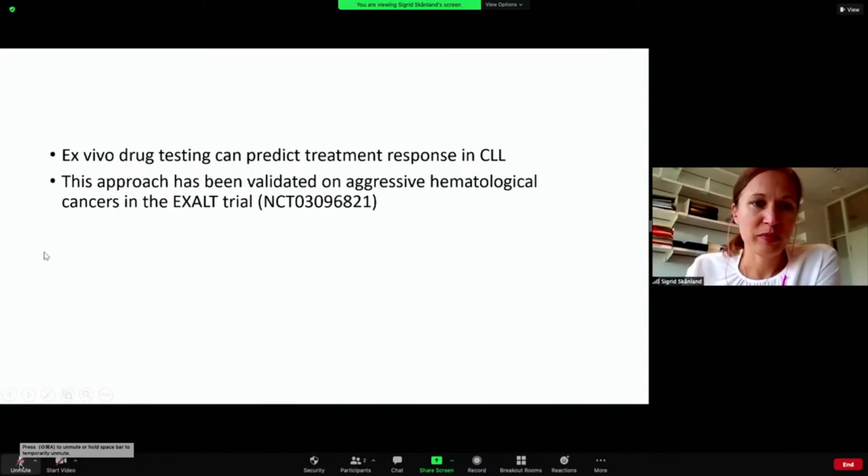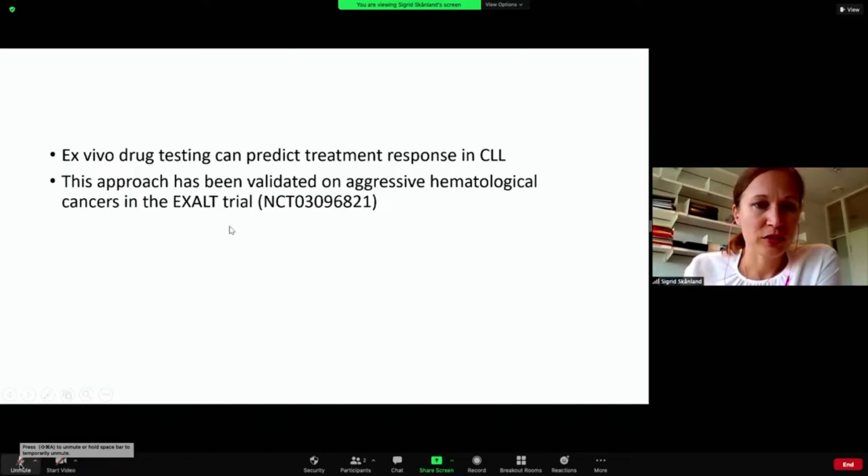So based on this, it may seem that ex vivo drug testing can be used to guide the treatment of CLL patients. And this approach has already been validated on aggressive hematological cancers in a trial called EXALT.